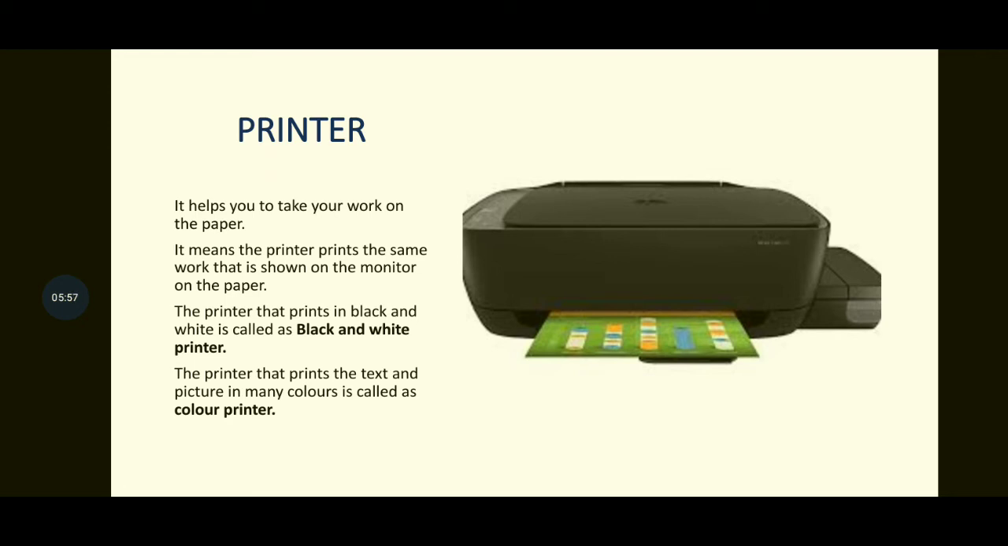Here the printer which prints in black and white is called a black and white printer. We will have the text and images in many colors, isn't it? So we can have that colorful paper using the color printer. Yes, so these are the uses of printer. We can print the text or images that are on the screen on paper. That is the use of printer.